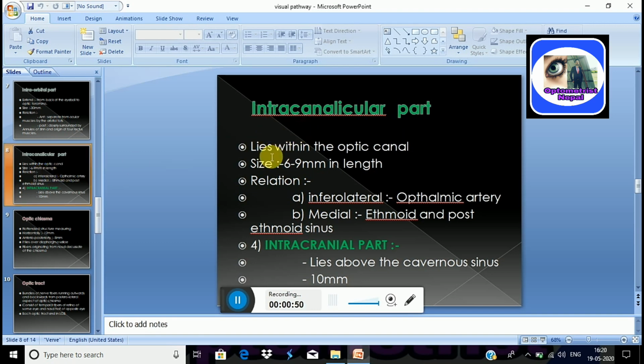The intracanalicular part lies within the optic canal, and its size is 6 to 9 millimeter in length. Relations: inferolaterally the ophthalmic artery, medially the ethmoid and post-ethmoid sinus. The fourth one is the intracranial part. It lies above the cavernous sinus, and the size of the intracranial part is 10 millimeter.